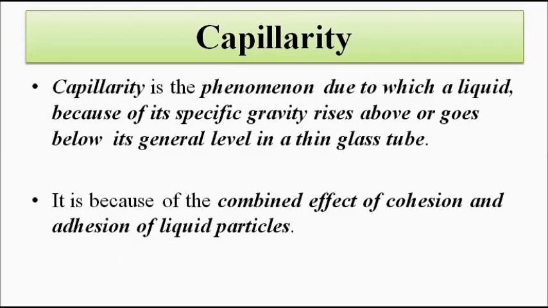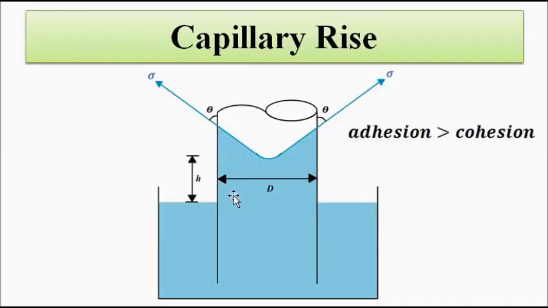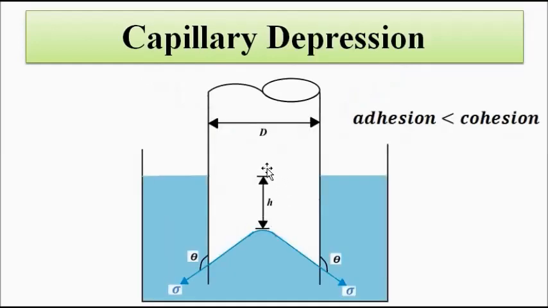So when we insert a glass tube into a container containing some liquid, there can be two situations: there is a rise in the liquid through the small thin tube, or there is a drop in the level, or it goes below the general level. This happens because of the specific gravity of the liquid and also the combined effects of the cohesive and adhesive forces. So what is specific gravity?